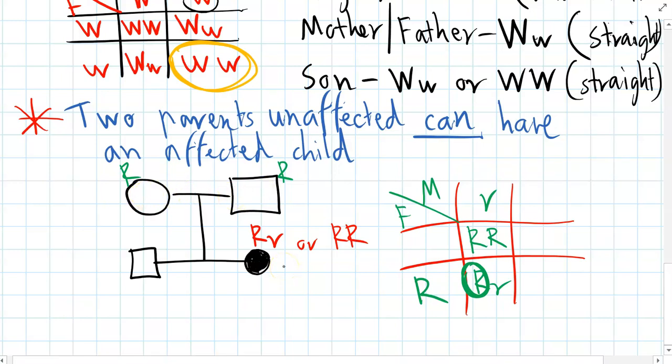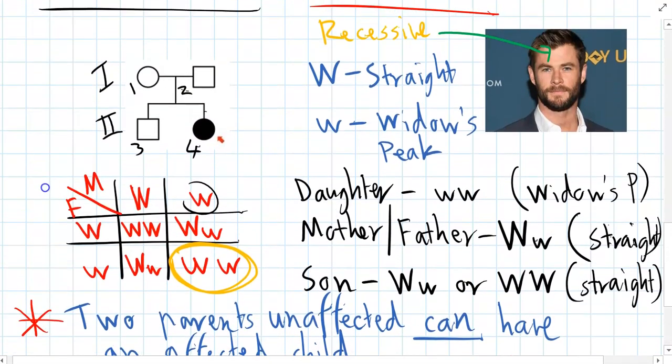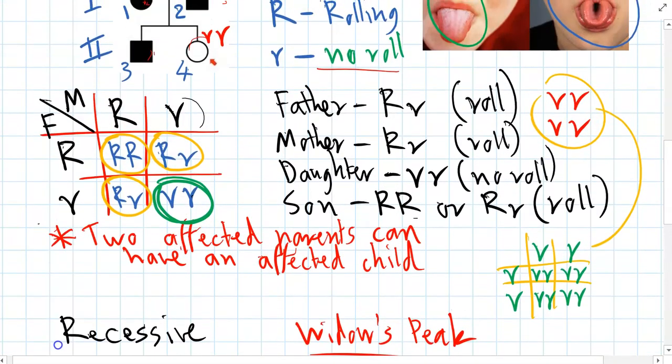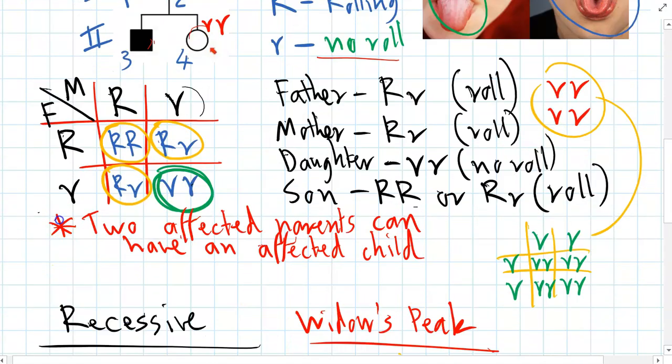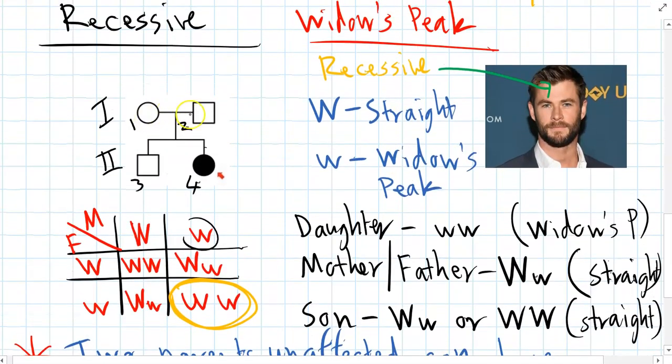So that's how we prove if a trait is recessive. So we need to remember these two rules. For dominant traits, two affected parents can have an affected child. And for recessive traits, two unaffected parents can have an affected child.